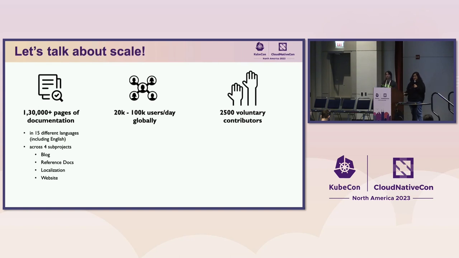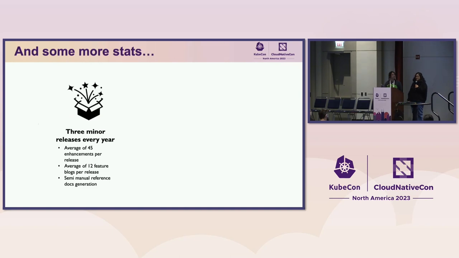And all of this magic that you see is serviced, so to say, by around 2,500 voluntary contributors, again, globally. Some more stats. We have 3 minor releases every year, as you'll already probably know, which amounts to around an average of 45 enhancements per release. And also, with each release, we have blogs that come out, which are published and require reviews and approval. And that's around 12 blogs per release. And we also have reference docs, which need to be regenerated because, you know, features change, as pretty much everyone in this room can attest to. And we require regeneration of these reference docs every release.